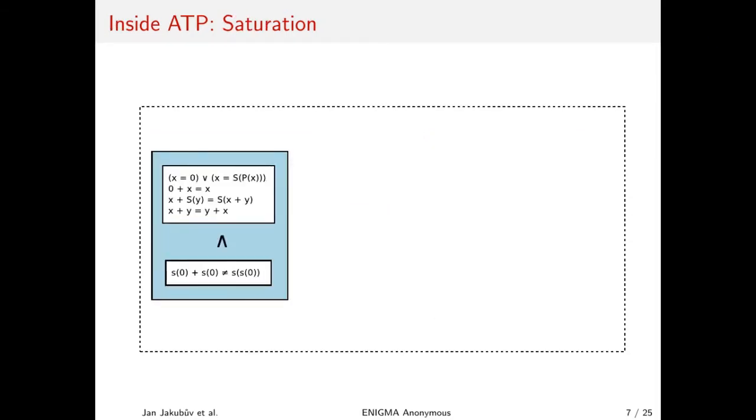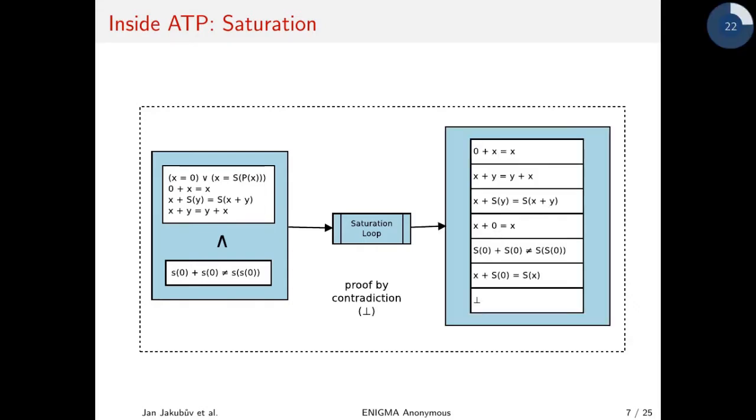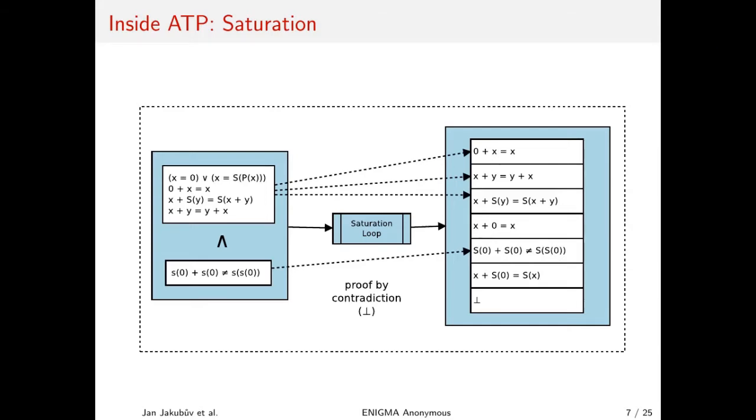An ATP takes all the input clauses and runs a saturation loop in order to search for the contradiction. Hopefully, it outputs a proof. A proof is a sequence of clauses ending up with the contradiction represented by an empty clause. Each clause in the proof is either one of the input clauses or it is a direct consequence of one of the previous proof clauses.